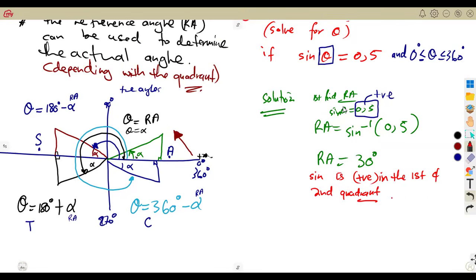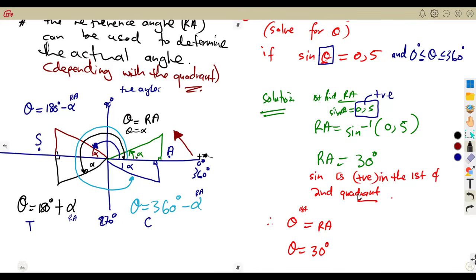So therefore, we can find the exact solution for theta. In the first quadrant, theta is equal to the reference angle, which is our alpha. What is our reference angle? 30 degrees. So theta is equal to 30 degrees.